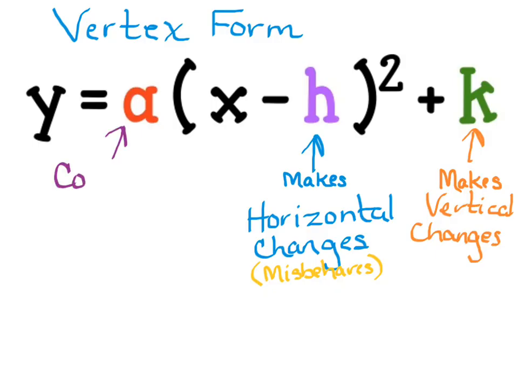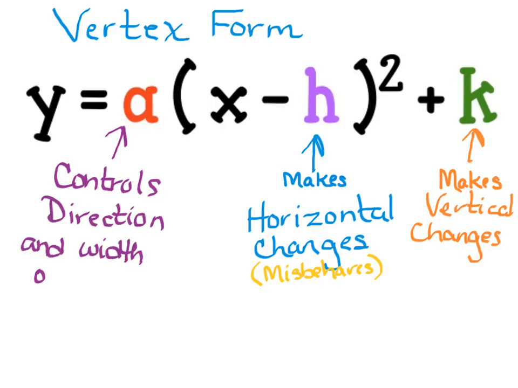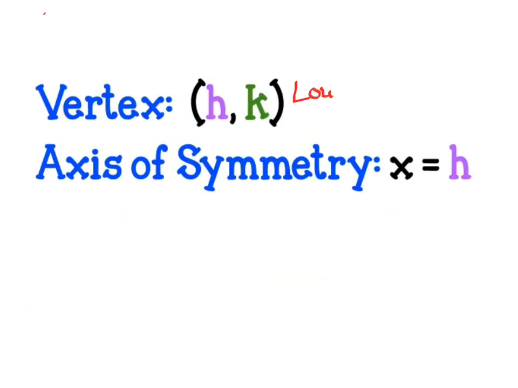And the last thing, which we're not going to study in this video, is A, and this is where the reflections, stretches, and compressions come in. And it controls the direction and the width of the graph. I call it the commander-in-chief sometimes because of that, because it really does control the direction, the width of the graph. You kind of have to start there and make sure that things are falling in line.